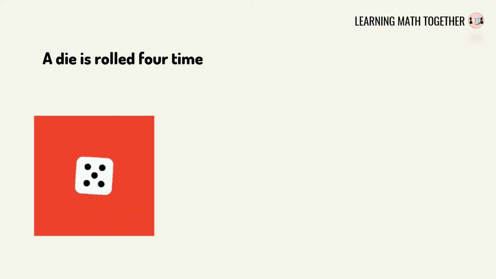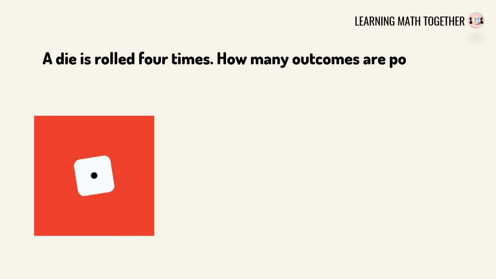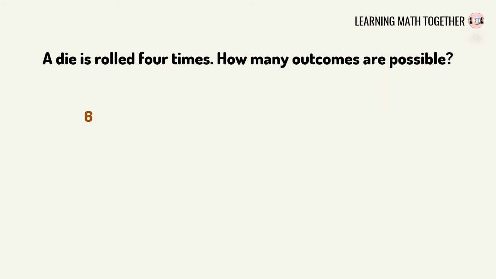Now let us discuss the last example. A die is rolled 4 times. How many outcomes are possible? Remember that a die has 6 faces, and every time you roll it, there are 6 possible outcomes. So the first time you roll it, we have 6 because there are 6 faces. Then 6 again for the second time that you roll it because there are 6 faces. And then for the third time, multiply it by 6 and do it the same with the fourth time you roll it. There are 6 possible outcomes.